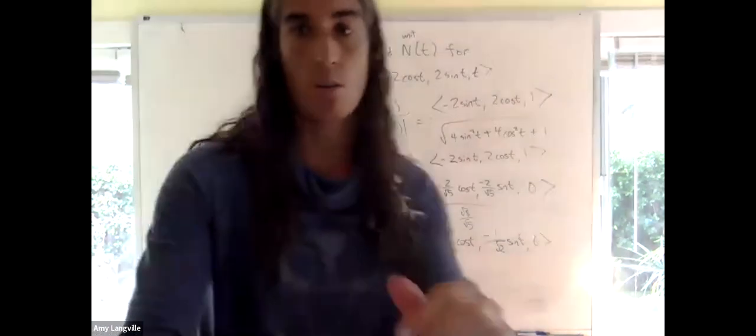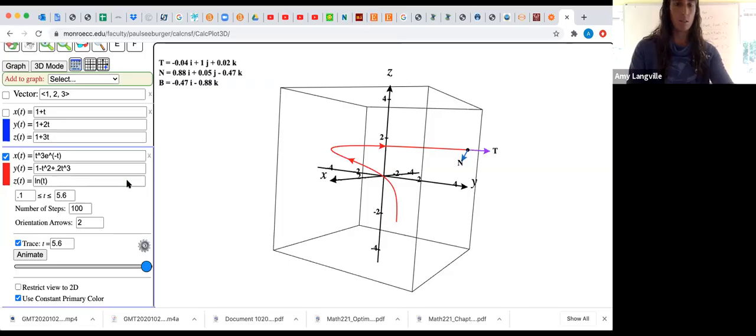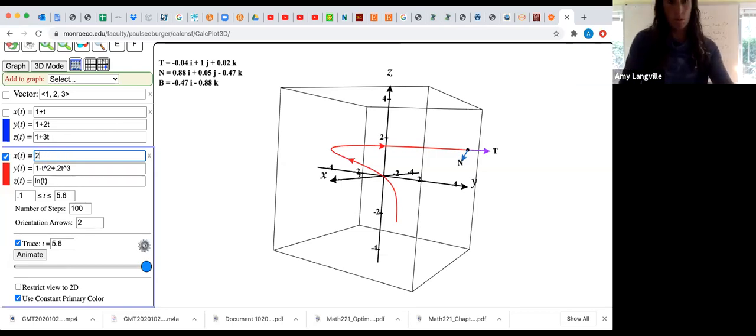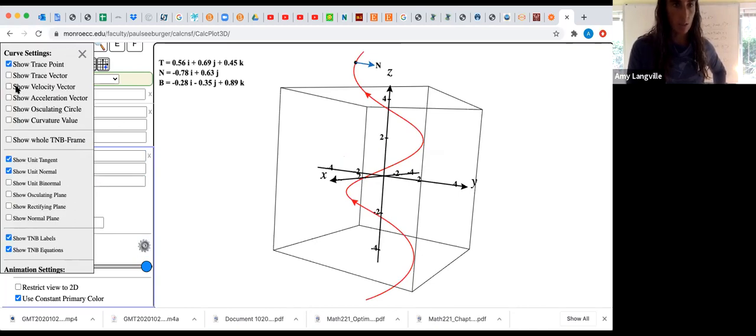One last screen share. So I could enter our helix, 2 cosine t, 2 sine t, t, let's see, -6 to 6. There's our helix, vertical helix, and let's enter the normal vector and the tangent vector and show the labels and the equations. Okay, so that all looks good.